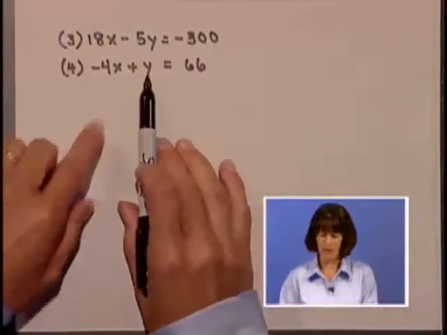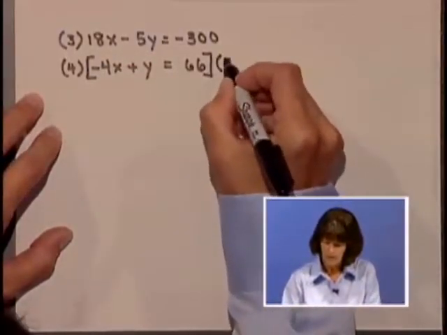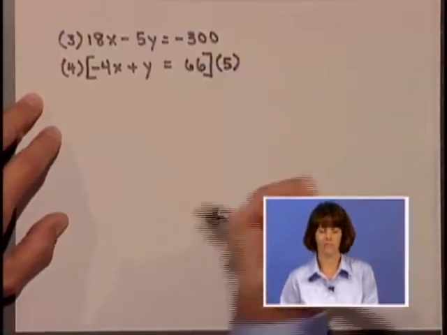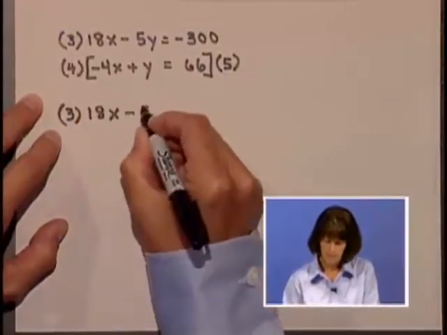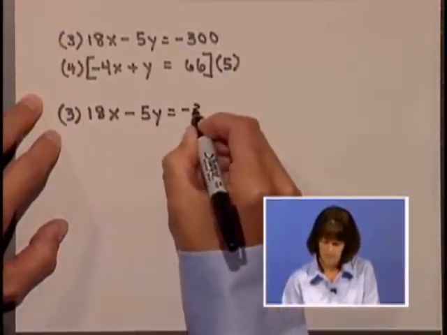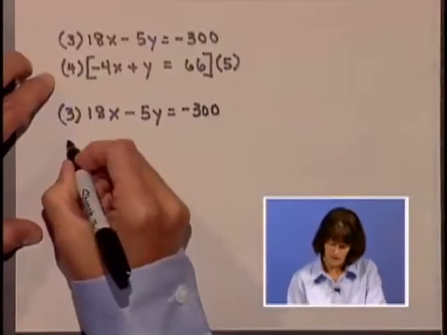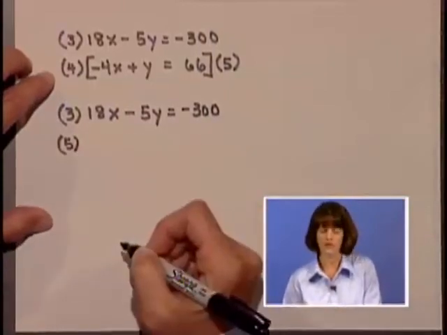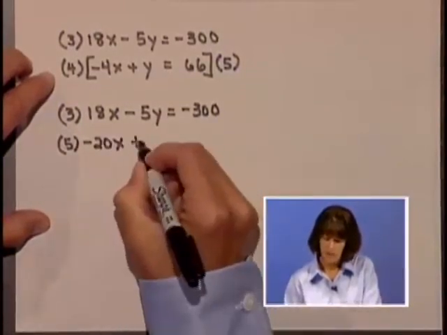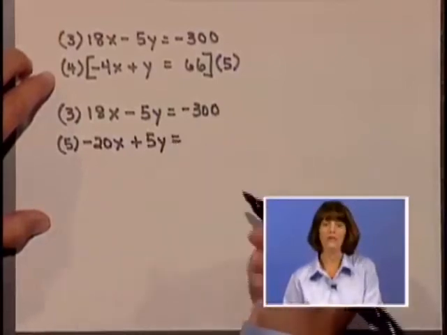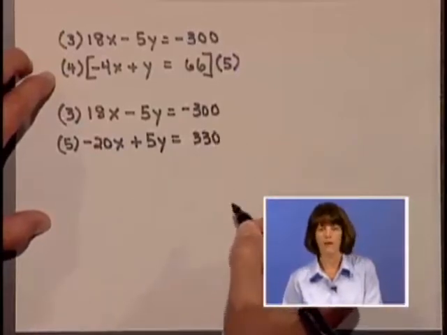I think I'll work on that variable y and multiply equation 4 through by the value 5. Let's leave equation 3 alone and just recopy it. We'll multiply equation 4 through by that constant value of 5. And wow, this becomes a new equation 5. 5 times that -4 is a -20x plus 5y is equal to 66 times 5, or a 330. Now we're ready to add.